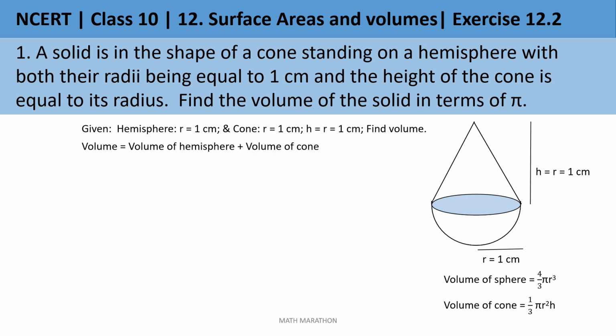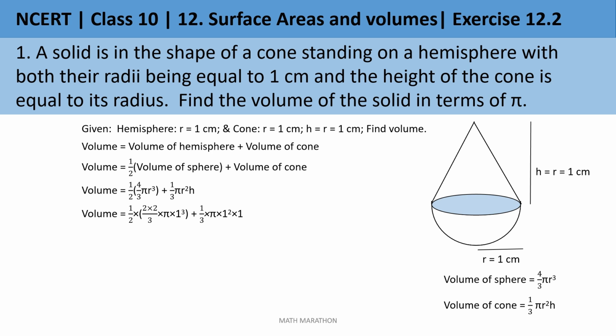Total volume is equal to volume of hemisphere plus volume of cone. Total volume is equal to half of volume of sphere plus volume of cone. Total volume is equal to half of volume of sphere, which is 4 by 3 pi r cube, plus volume of cone, which is 1 by 3 pi r square h. In numerator and denominator, we have 2. We can cancel out 2.